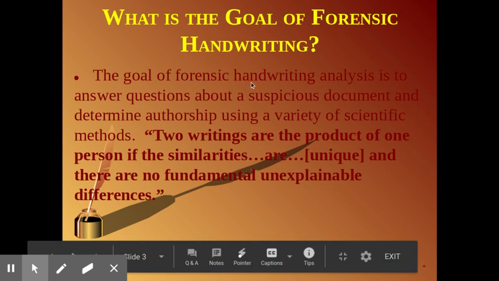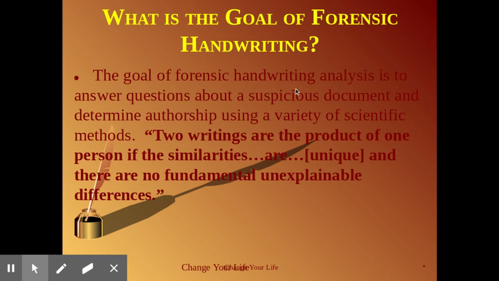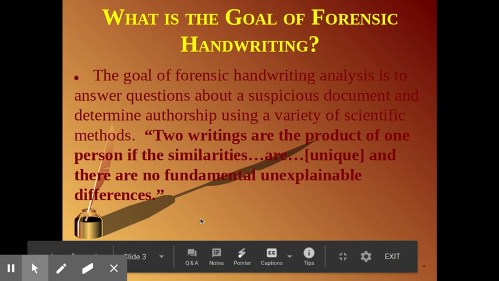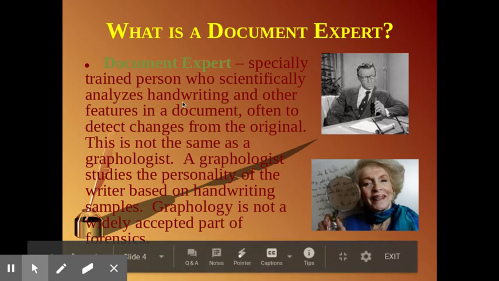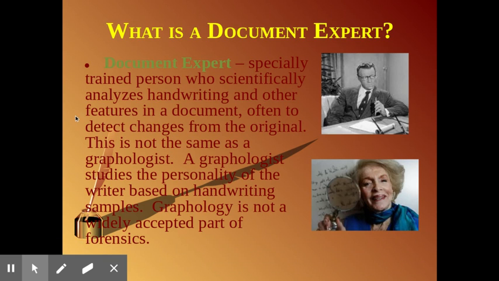What's the goal of forensic handwriting analysis? So the goal is to analyze and answer questions about any suspicious documents, determine their authorship using a variety of scientific methods. So two writings are the product of one person if the similarities are unique and there are no fundamental unexplainable differences. So we're going to see what that means. A document expert is a person who is specially trained, scientifically analyzes the handwriting and other features of the document. So again, it's got to be a scientifically based process.